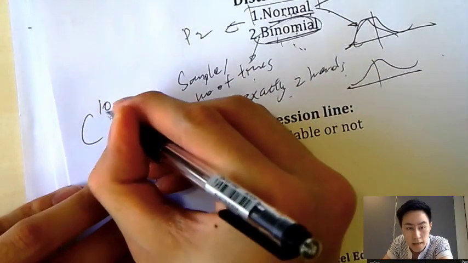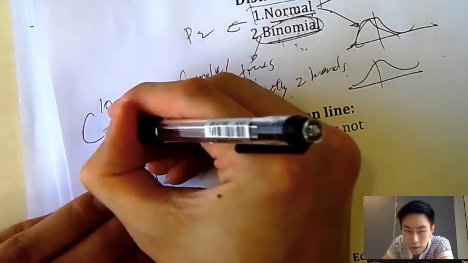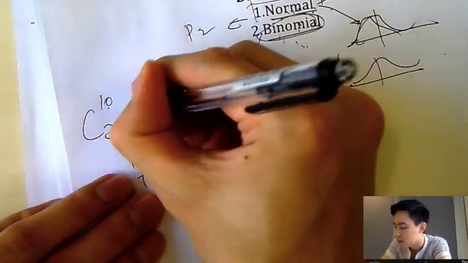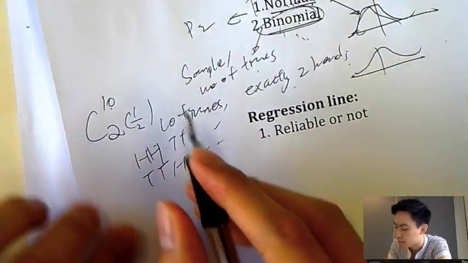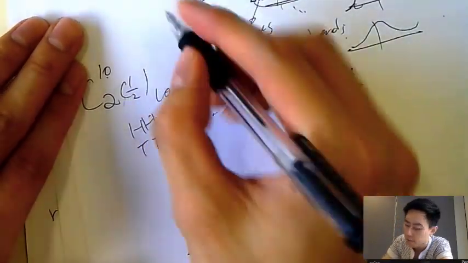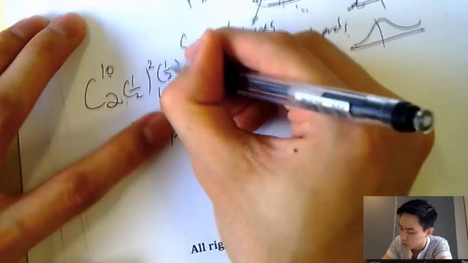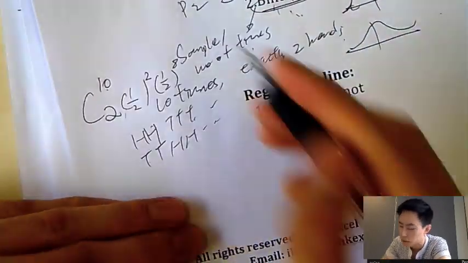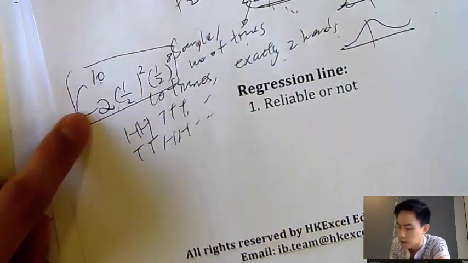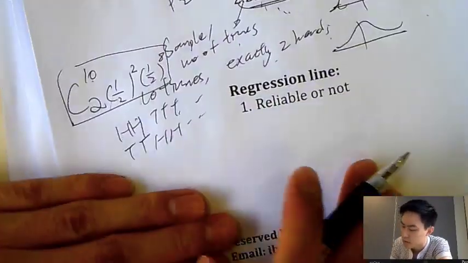So basically it's just 10 out of 10 times, and then you want to choose exactly 2 heads. And then for those 2 heads, the head probability would be a half, to the power of 2, and all the other tails has to be 8 times. And right now you understand that. So this is a binomial distribution. But obviously it's not just that simple.